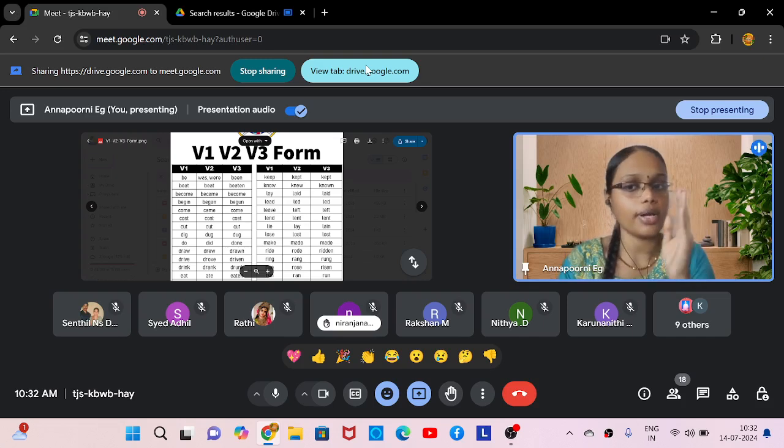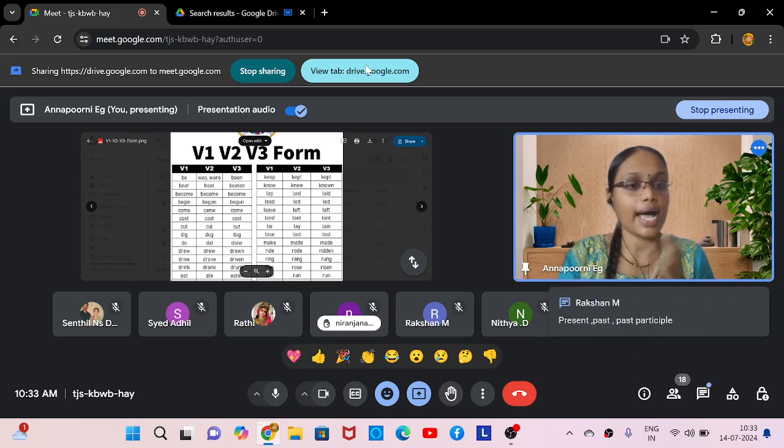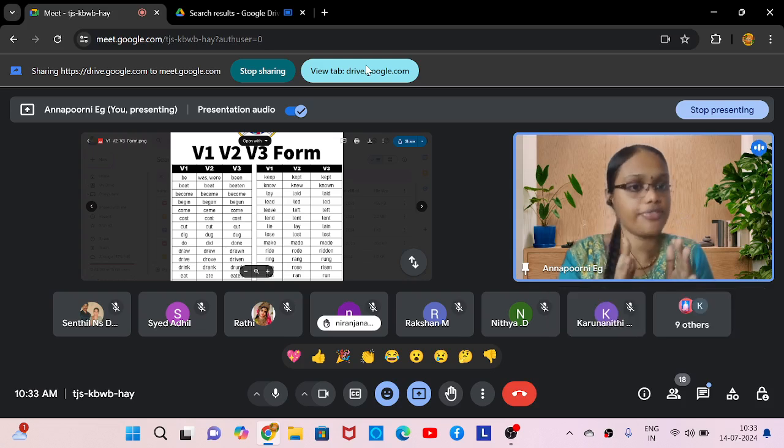Just go in the order: V1, V2 and V3. So what is this V1 form? V1 form is the base form or the first form of the verb. For example, many people told examples here in V1 form: take, ride, jump, write, speak, ask. All these are called the base form. V1 means it is the original form.